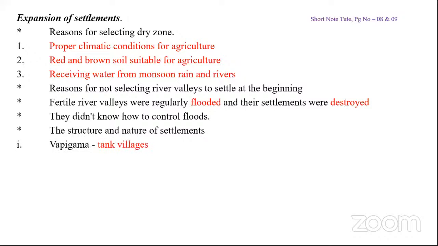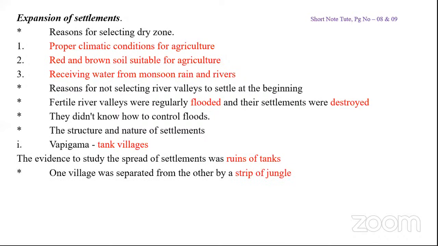And Wapigama. So what is a Wapigama? It's a tank village. Every village had a tank. A village with a tank was known as a Wapigama. The evidence to study the spread of settlements was the ruins of tanks. In every village, a tank was constructed. By observing the ruins of tanks, you can see the spread of the settlements, right?